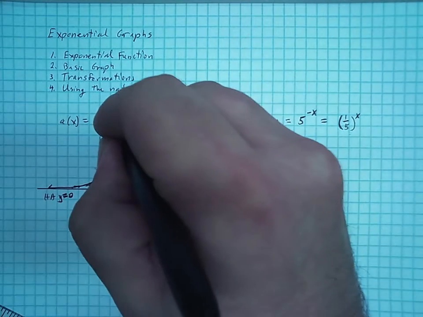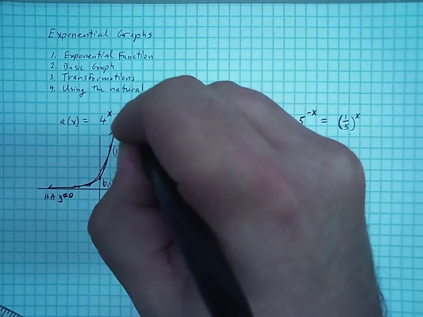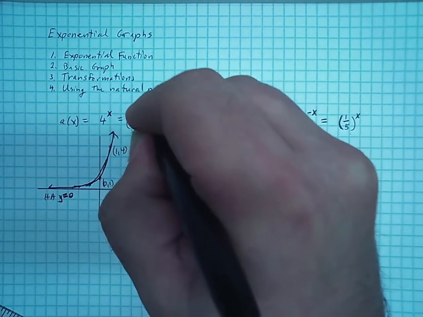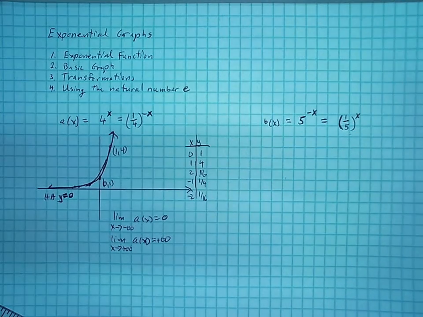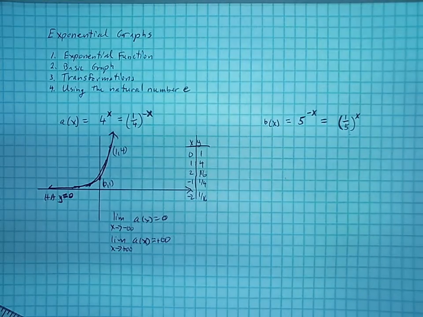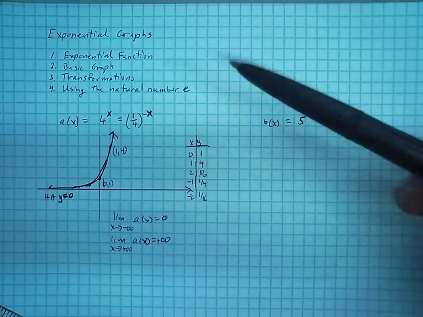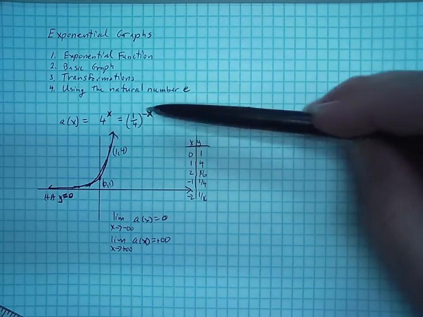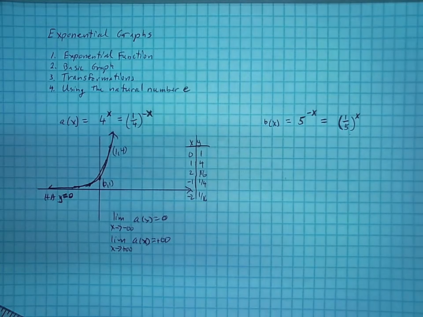If you find yourself in a situation with a base that is less than 1 and a negative exponent, those are going to cancel because you should take the reciprocal. So you're actually going to end up with a growth function if you have both a base less than 1 and a negative in front of the x in the exponent.